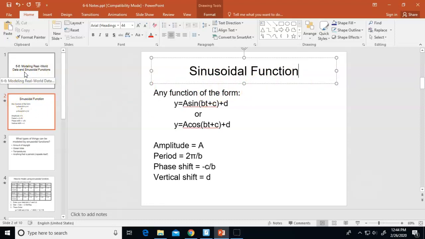So sinusoidal functions can be used, and that word sinusoidal, as we clarified the other day when we were doing that introduction, sounds like it's talking about sine, but it's also talking about cosine. So it could be sine or cosine that we're talking about here. Now, if we use our calculator, it is going to give you a sine function. If you use the Desmos, you can do either one, sine or cosine.